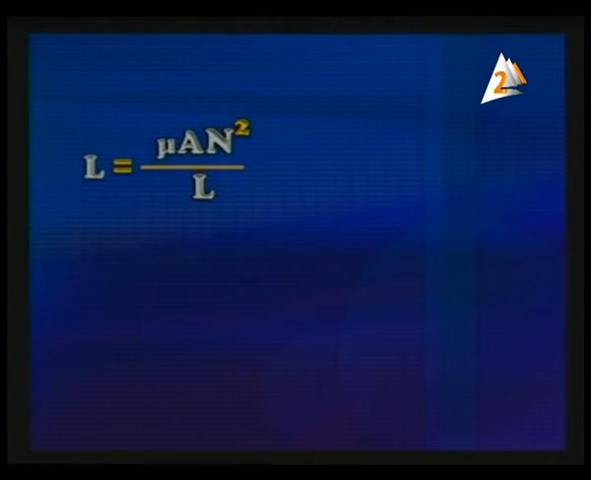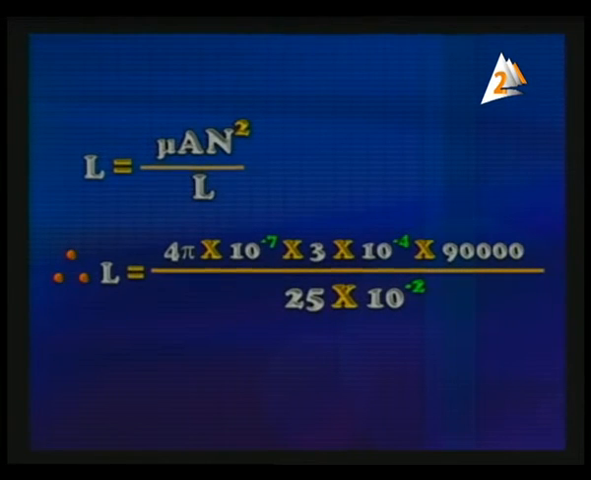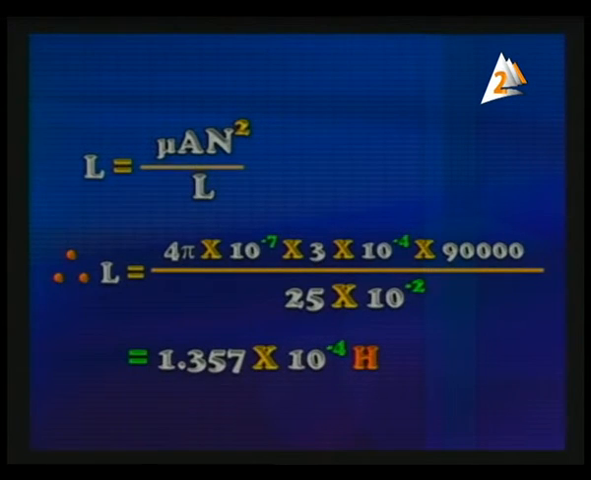Inductance is given from the expression mu A N squared over length. So it is equal to 4 pi times 10 to the power of -7, which is the permeability. Area is equal to 3 times 10 power -4 to change it from centimeter squared into meter squared. Turns squared will be 90,000 turns over the length 25 centimeters. It is 25 times 10 to the power of -2. So inductance is equal to 1.357 times 10 power -4 Henry.